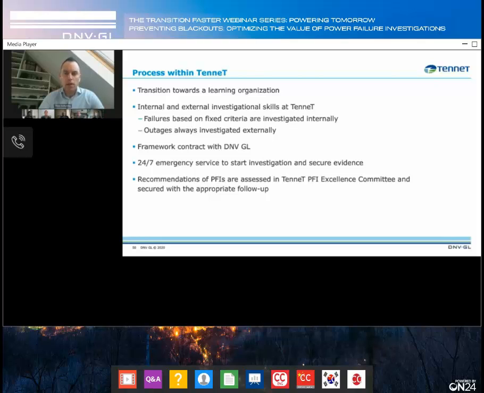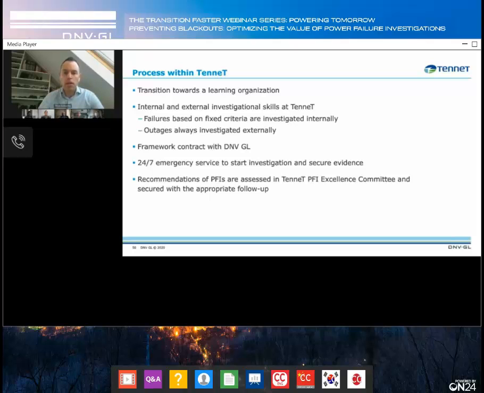And in order to develop into a learning organization within TenneT, we now have internal and external investigational skills in place. That means more or less in practice that failures based on fixed criteria are investigated internally, and outages are always investigated externally. And for that, we have DNV-GL as a reliable partner for us. We have a framework contract in place. And in that framework contract, we have a 24/7 emergency service availability, which is very important. That was also mentioned before, because in that way you can secure evidence, which is very important in order to do a proper root cause analysis. And the last point is that now we have installed within TenneT a PFI Excellence Committee.